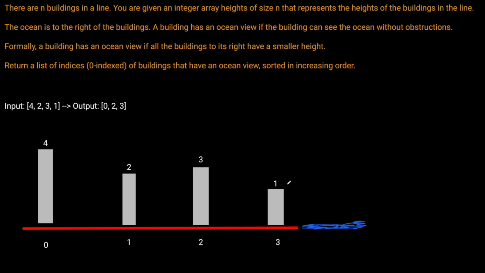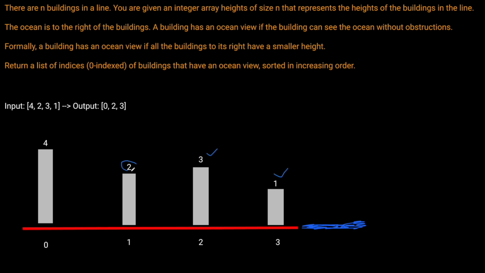Well, if we look at this building 1 here, we see that it always will have an ocean view because it's right next to the ocean. That's cool. Okay, so we get to the 3. This one has an ocean view. Why? Because it's taller than all the buildings to its right. So clearly this one has an ocean view. So that means that this is an answer, this is an answer.